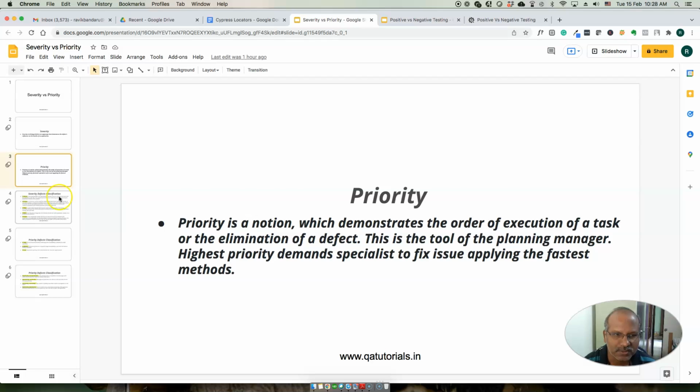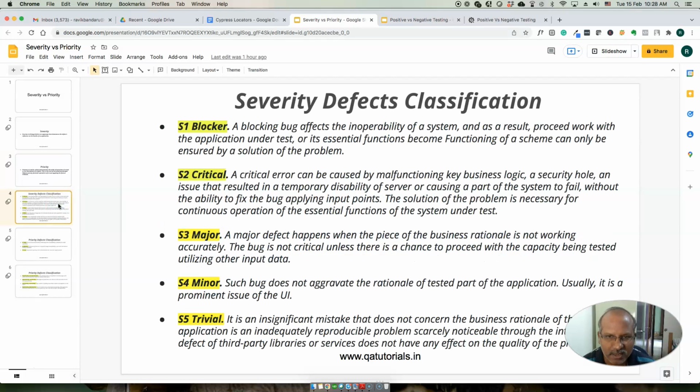So let's see the severity classification of defects. There are 5 levels in severity. The highest one is blocker and the lowest one is trivial. So we have blocker, critical, major, minor and trivial. It depends on how important the defect is for the functionality of the application. We're going to classify them into 5 different levels.